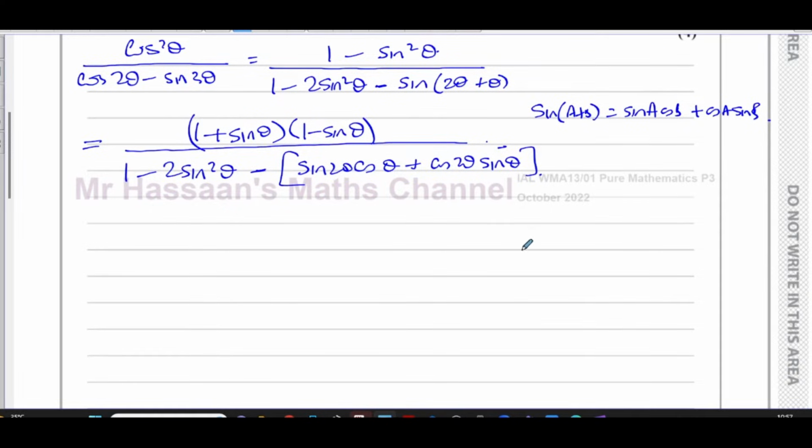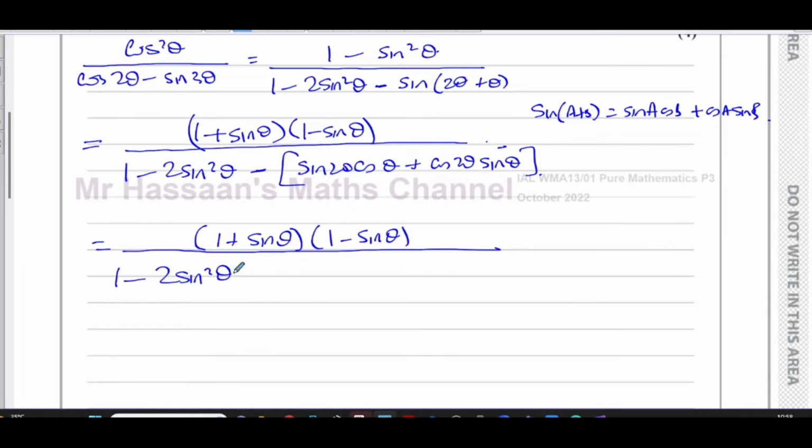Now, again, I want to get rid of the double angles. So what we have here on the top is fine: 1 plus sine theta, 1 minus sine theta. We're hoping that the 1 minus sine theta part will be cancelled out eventually. We have 1 minus 2 sine squared theta. That's how we want it for now.